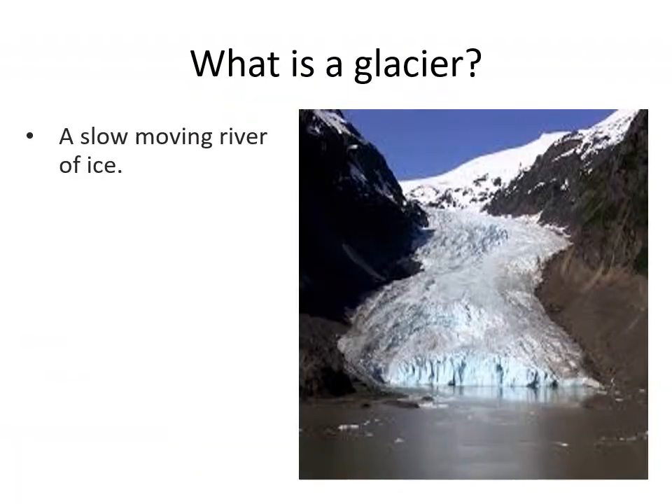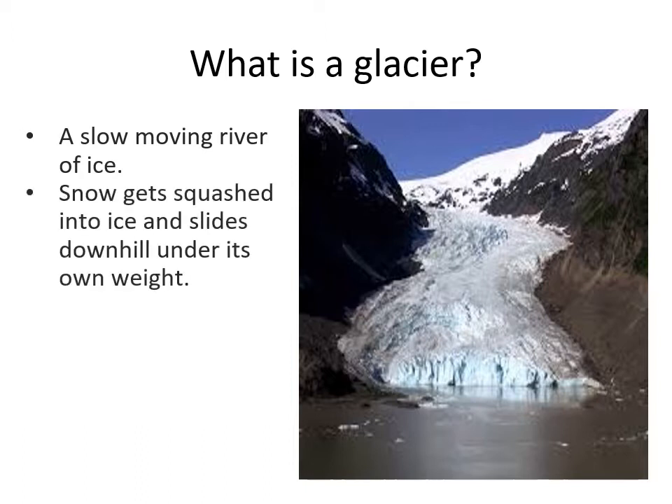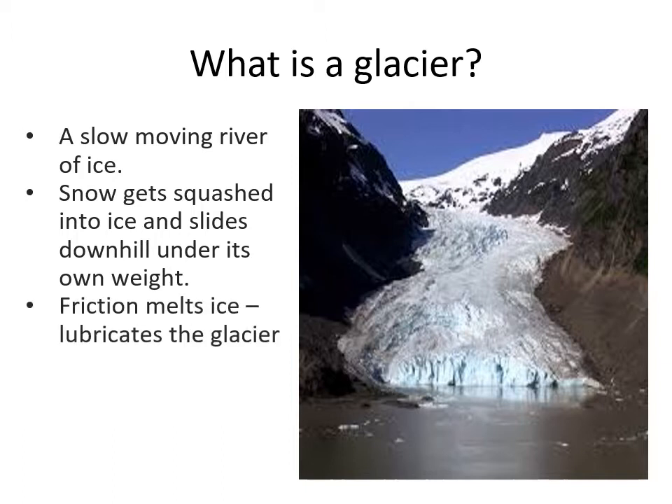Okay, so moving on here now, starting off, what's a glacier? So a slow moving river of ice, as you can see there in the image. That's what it is. The snow gets squashed into ice, it slides downhill under its own weight. So high up in the mountains, snow accumulates in cracks and crevices. It gets squashed, compressed, compacted, and turns into this slow moving river of ice, which moves down slope under its own weight.